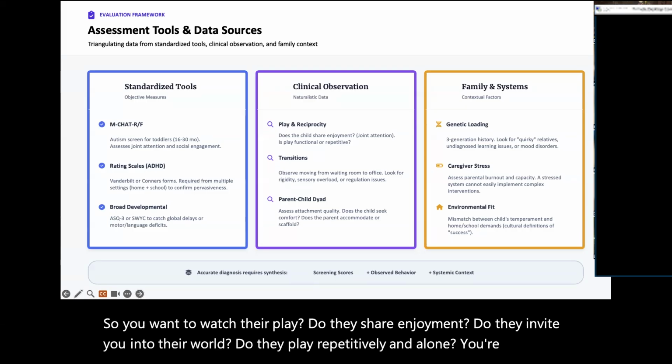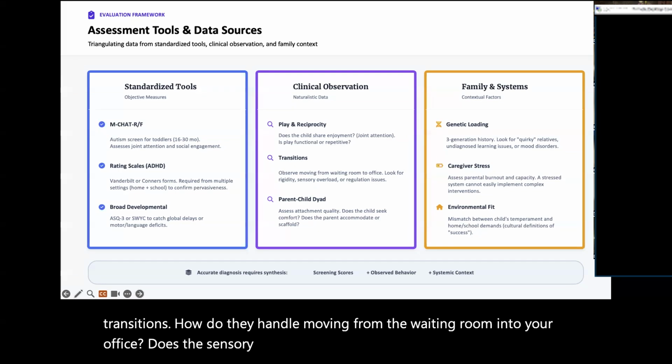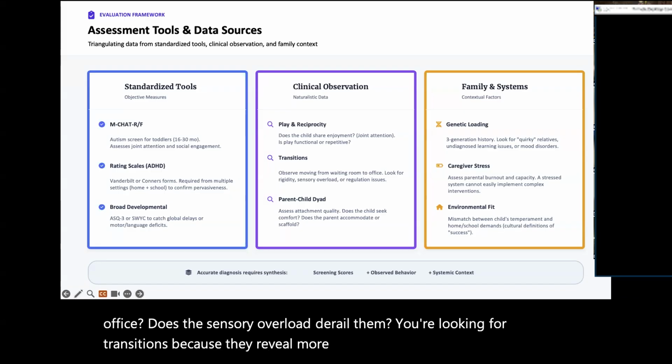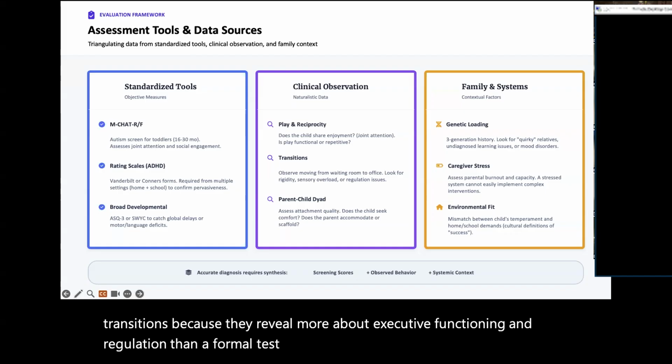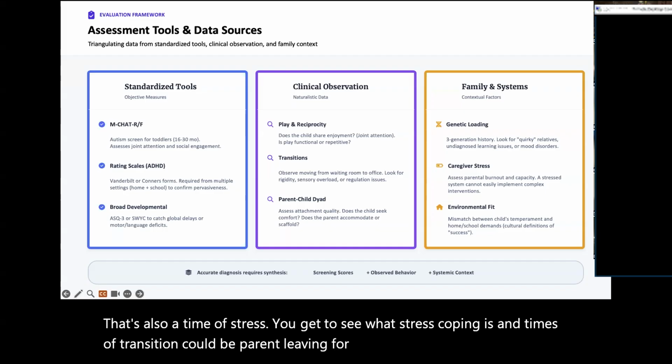You're looking at transitions. How do they handle moving from the waiting room into your office? Does the sensory overload derail them? You're looking for transitions because they reveal more about executive functioning and regulation than a formal test will. That's also a time of stress, so you get to see what stress coping is. And times of transition could be parent leaving for work, time for bed, stopping play, that sort of thing.